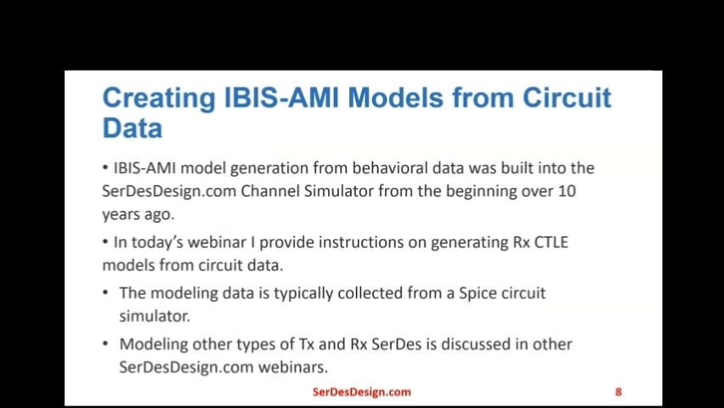In today's webinar, I provide instructions on generating receive CTLE models from circuit data. The modeling data is collected typically from a SPICE circuit simulator. Modeling other types of transmit and receive SerDes is discussed in other SerDesDesign.com webinars.